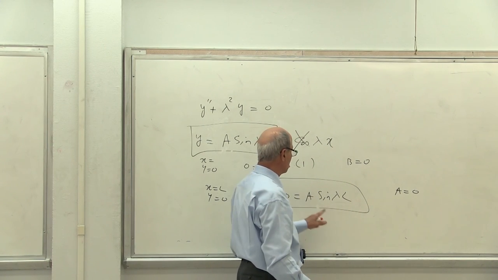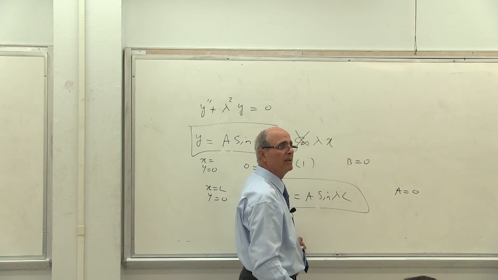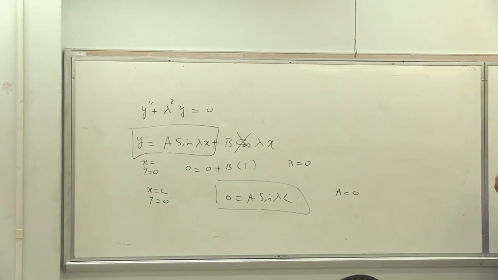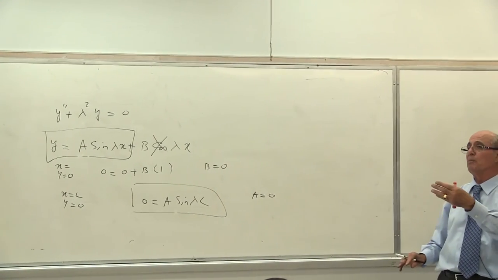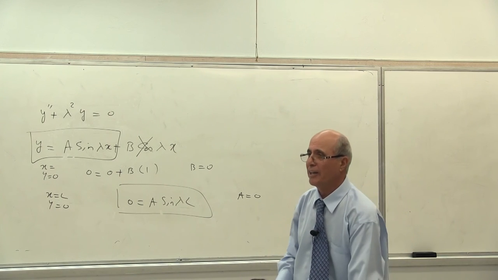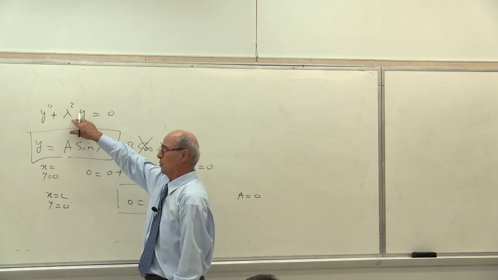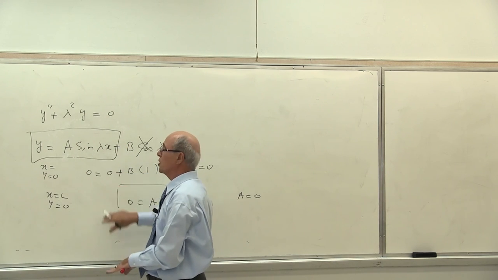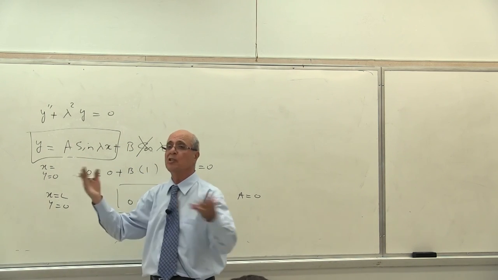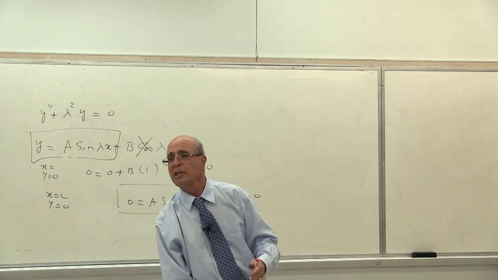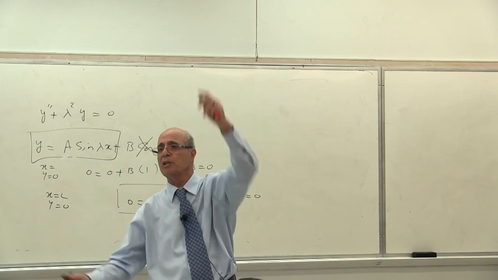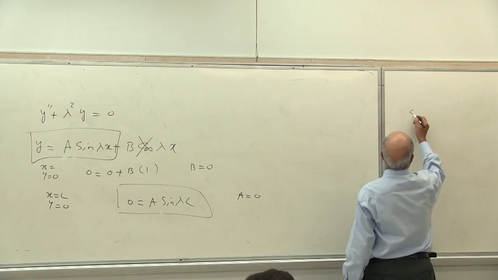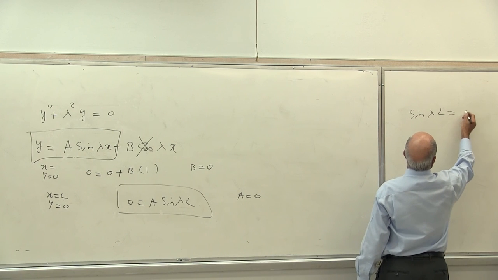In order for A to be non-zero, what should be 0? Sine of lambda L. That's right. If sine of lambda L is 0, that is really where this problem goes from stable to unstable, because my differential equation has a solution and the boundary condition is satisfied, with A an unrecognizable number. It could be very huge, so it suddenly can go to a huge deformation. Everybody understand, because A is not defined, but sine of lambda L must be equal to 0.